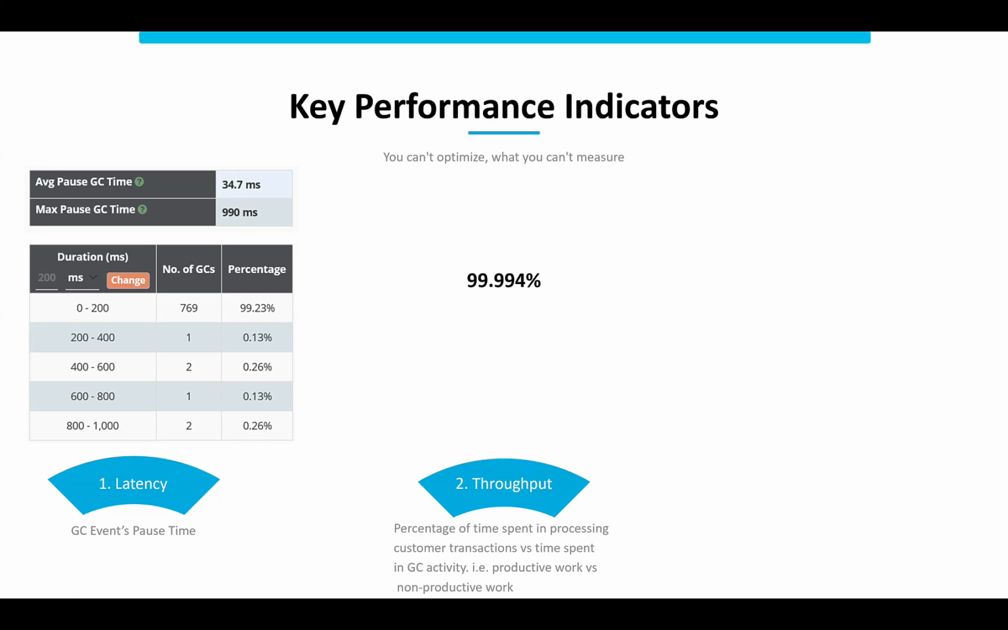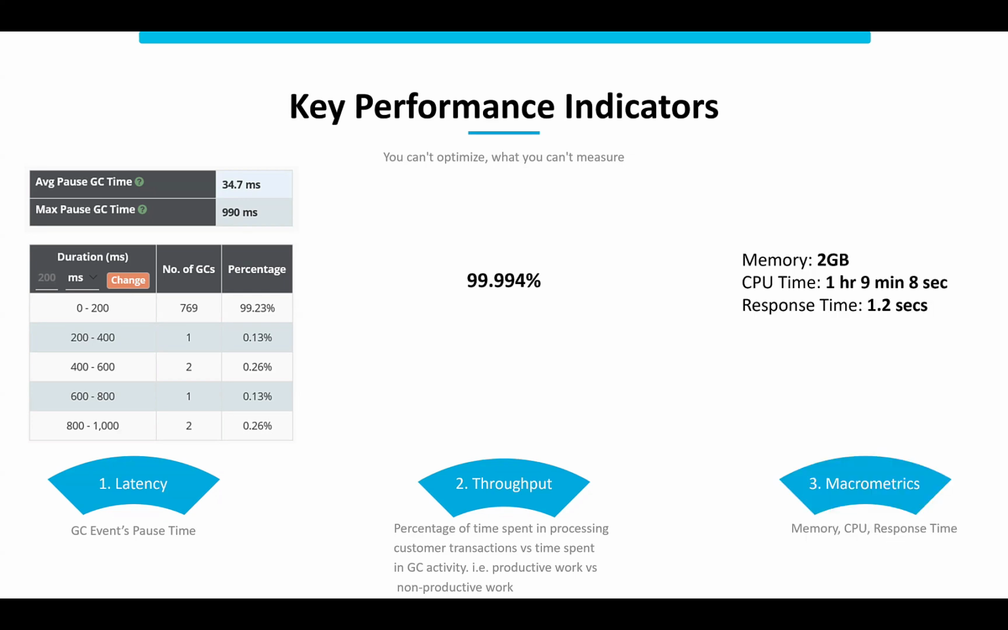And then what is the second metric? The second metric is throughput, which we studied earlier. Throughput is where I look at a cumulative time period, let's say 24 hours or 48 hours, and see how much time my application spends processing customer transactions and how much time it spends in garbage collection activity. So one should always aim for high throughput, so that you spend more time processing customer transactions. And one should aim for low pause times so that you minimize the customer impact, and they get a response quickly.